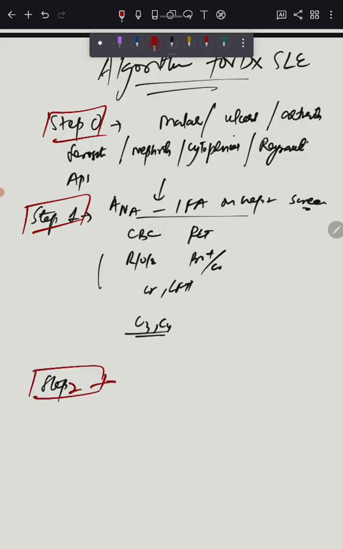Step 2 is you will interpret ANA. If ANA is negative and everything else looks normal, then SLE is unlikely.